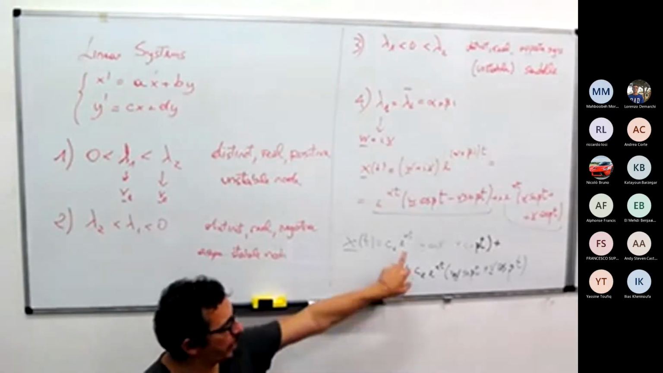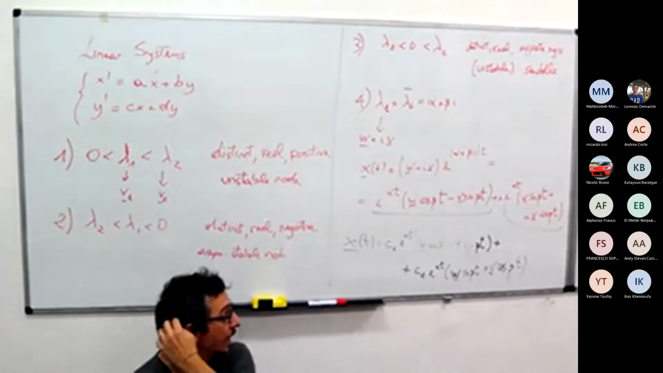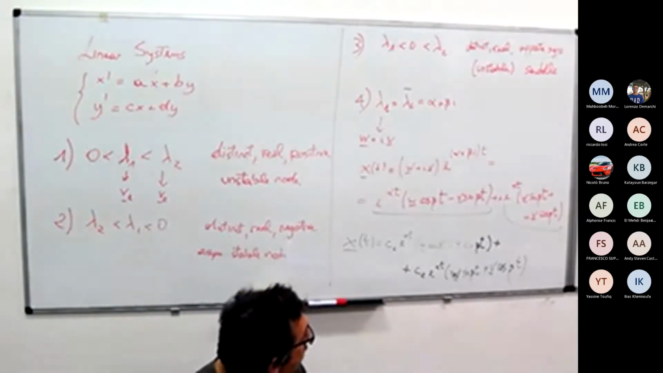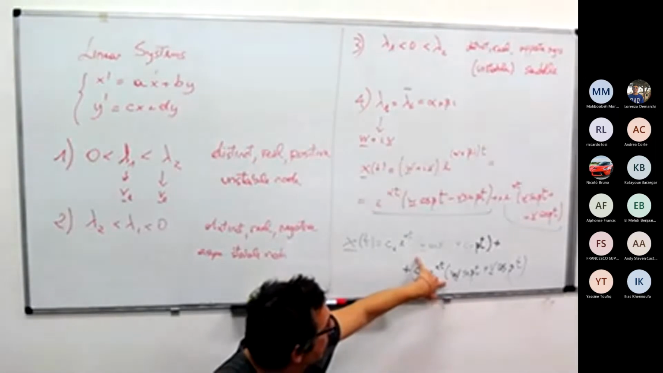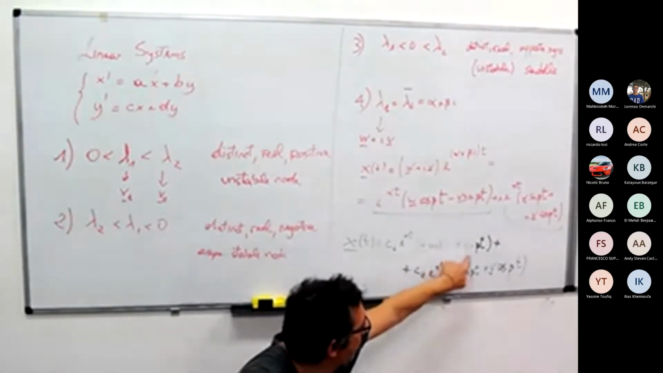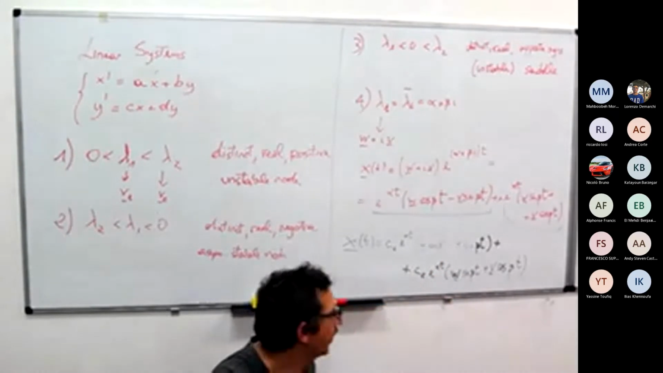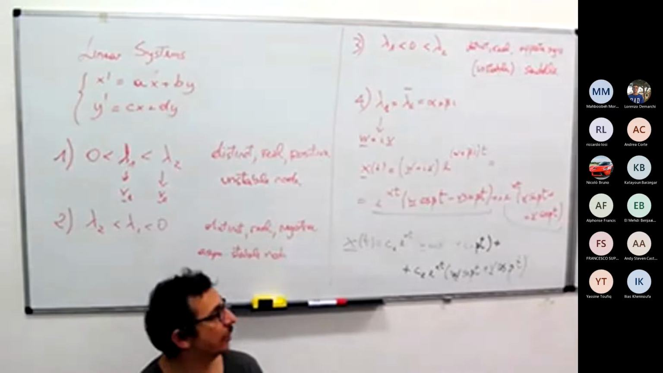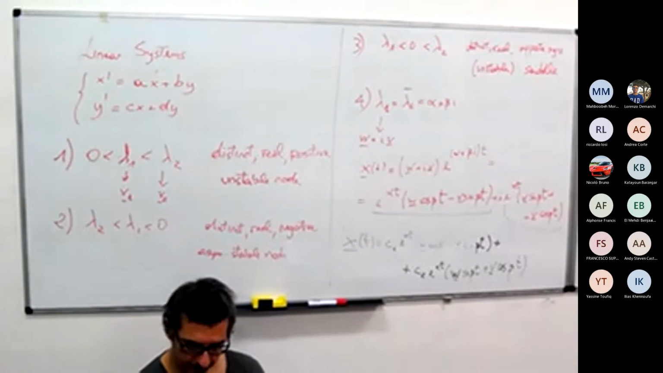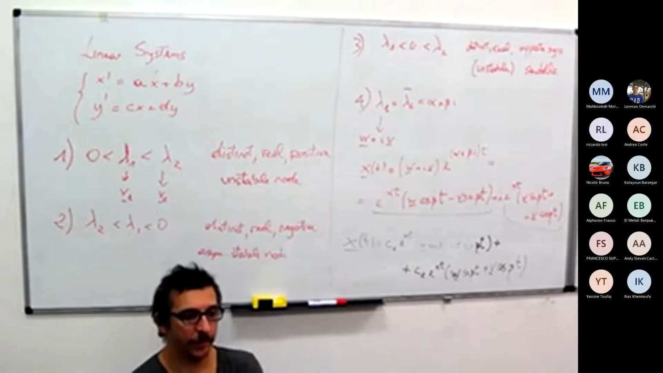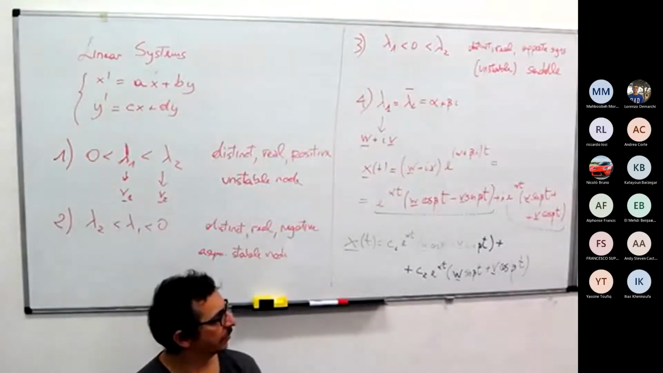What can you find of special in this solution? Let me start by looking at the quantities which are in parentheses. Look at this quantity in parentheses here, and this other quantity in parentheses here. What can you tell me about these quantities? What do they have special?